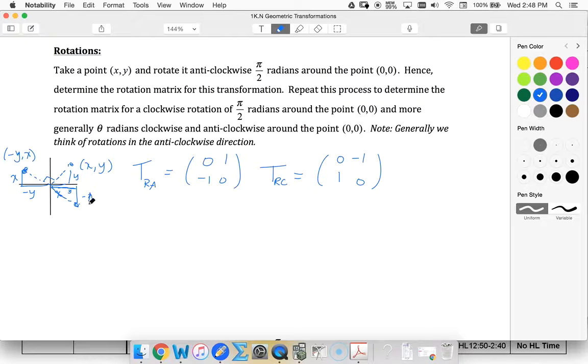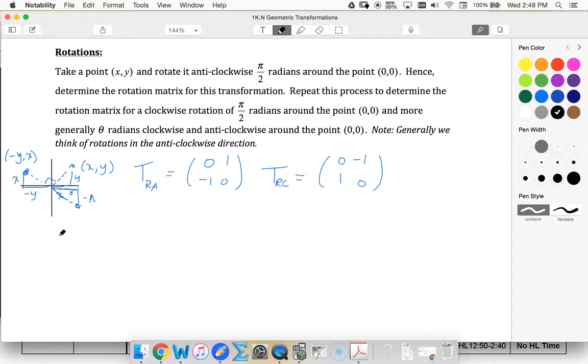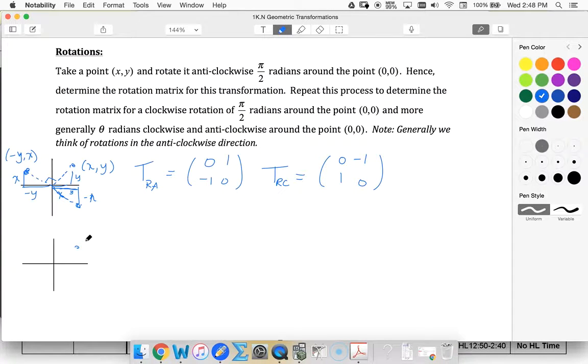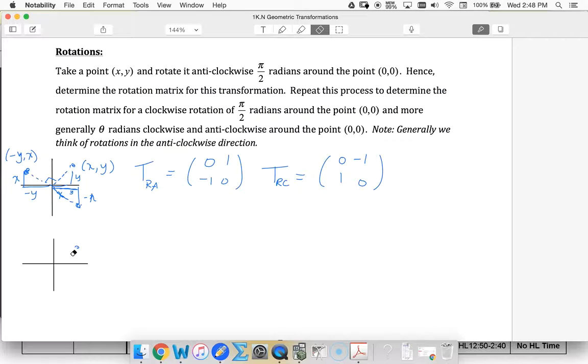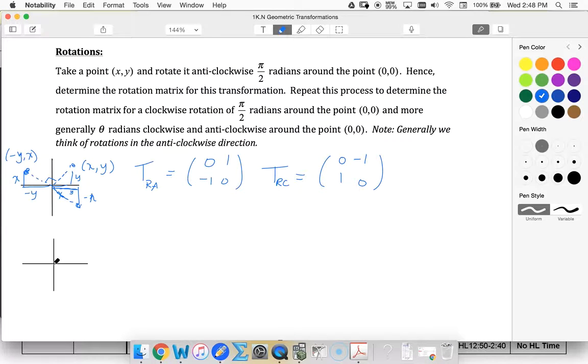All right, but what if I don't rotate pi over 2 radians? What if I just rotate theta? So we're going to start again by thinking of our standard unit vectors. So I'm going to take my picture here. Sorry, we're not going to take some point (x, y). We're going to take our standard unit vector. So we're going to start with (1, 0) and rotate it theta degrees anti-clockwise. And this is what we generally do, is we rotate anti-clockwise.